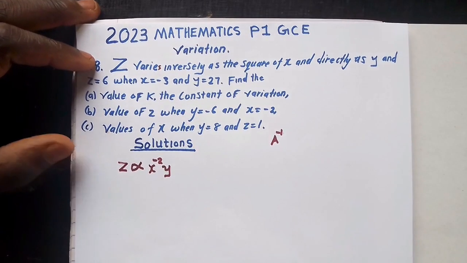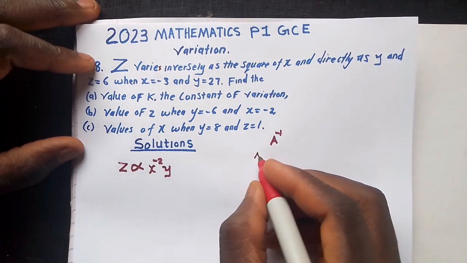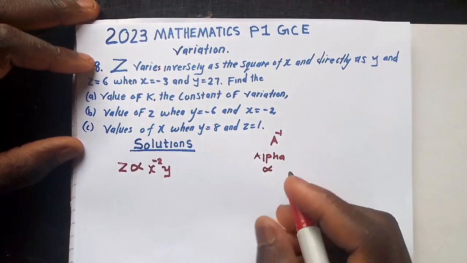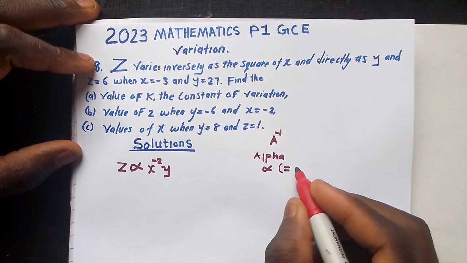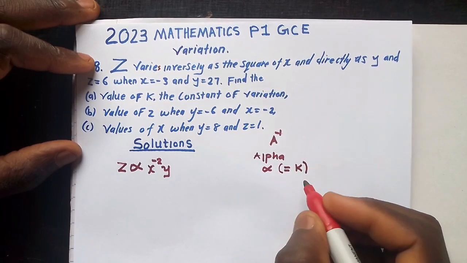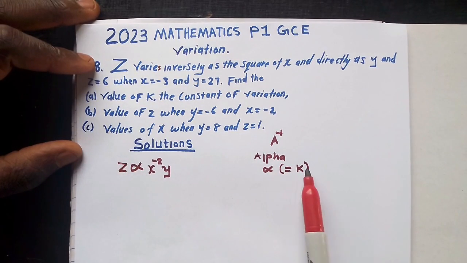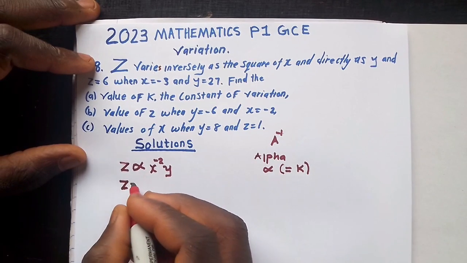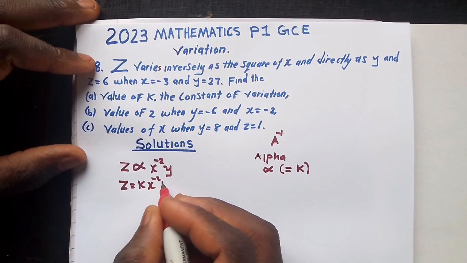Now on this part here, what you need to understand is that this symbol here is called the alpha. This alpha contains two things. It contains an equal sign and also the k, which is the constant of variation. So in the place of the alpha, I'm going to put the equal sign and also the constant k, the constant of variation. So I'm going to say z is equal to k x to the power -2.